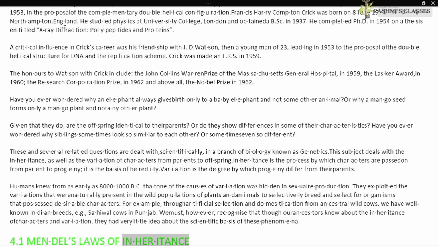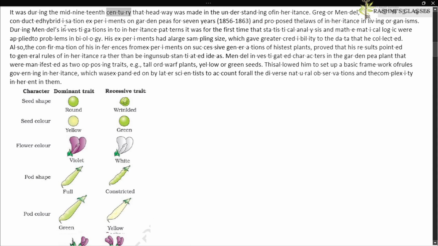4.1 Mendel's Laws of Inheritance. It was during the mid-19th century that headway was made in the understanding of inheritance. Gregor Mendel conducted hybridization experiments on garden peas for seven years, 1856 to 1863, and proposed the laws of inheritance in living organisms. During Mendel's investigations into inheritance patterns, it was for the first time that statistical analysis and mathematical logic were applied to problems in biology.